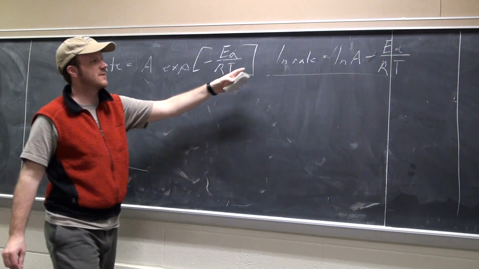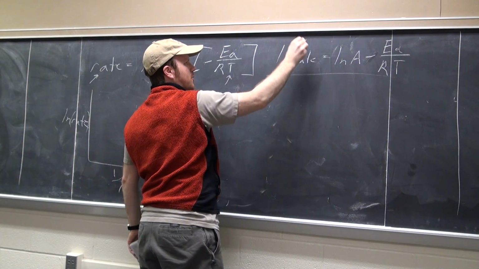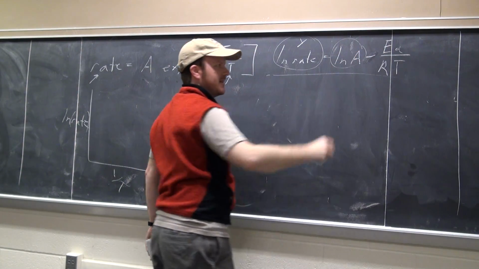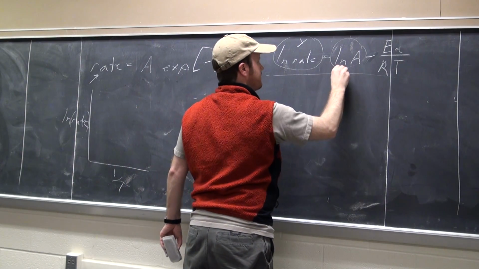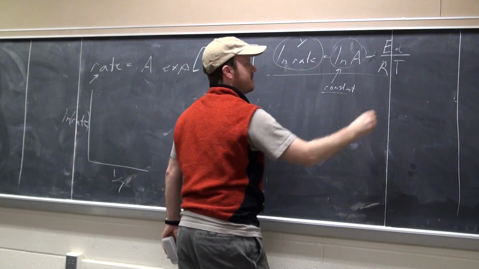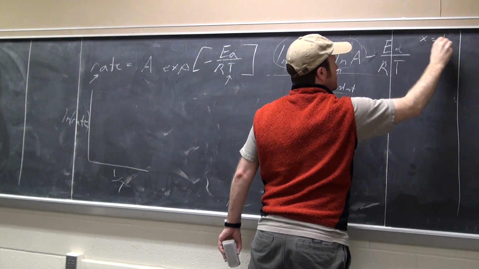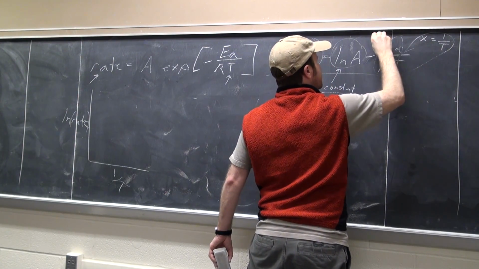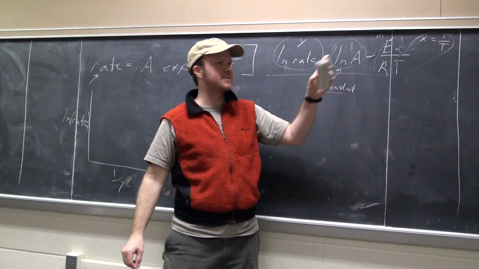And so this is a linear form of the Arrhenius equation, and it tells us that we plot y, ln rate. What's ln of A? Constant. Right? And then x equals 1 over T, right here. And then this is the slope. So we have y is mx plus b.